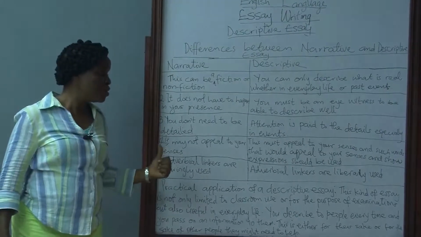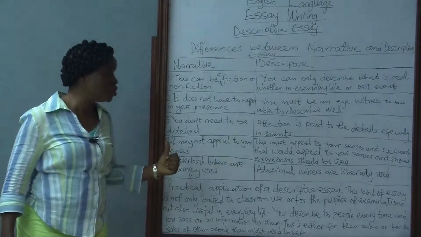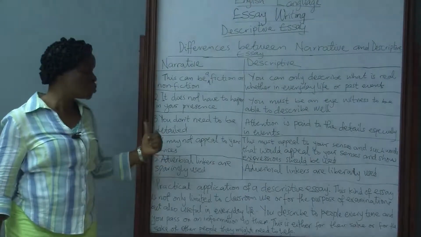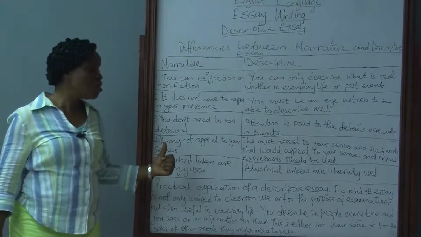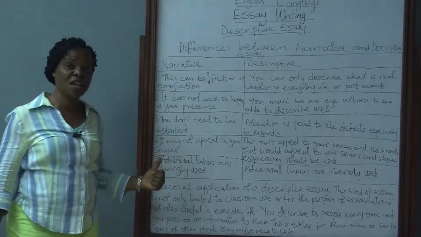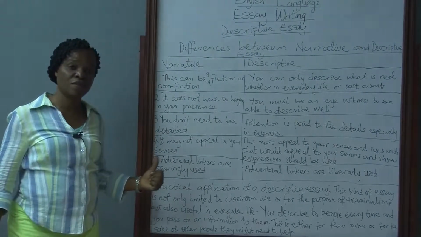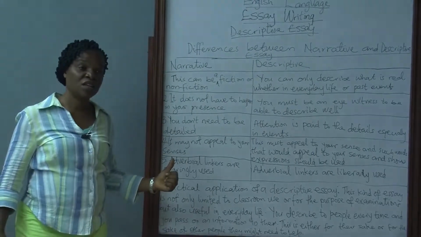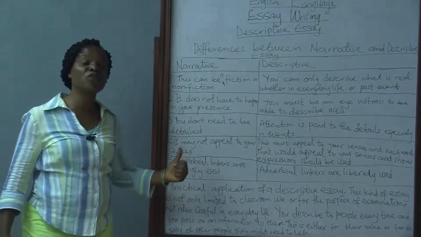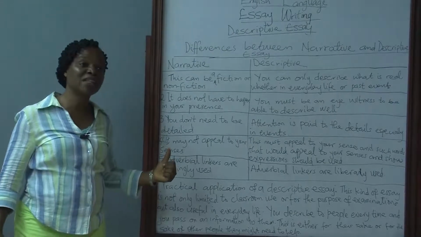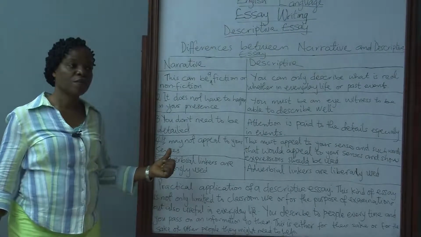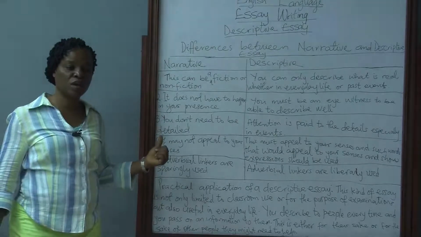Remember, if we're saying that this must appeal to your senses, and such words that would appeal to your senses and show expressions should be used, then we're not just talking about you that is writing, we're talking about the readers as well. This is like communication, passing on information. So if it doesn't appeal to the reader, then you have not communicated. You haven't passed on any information.